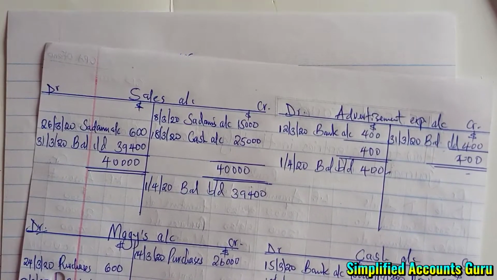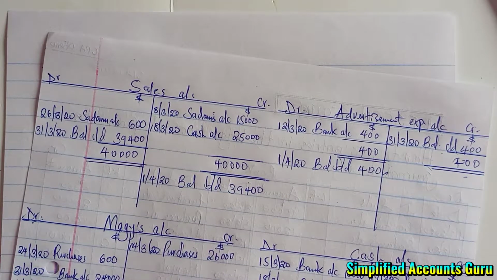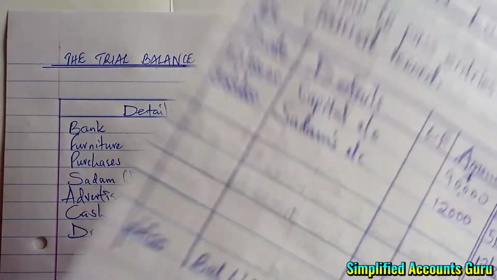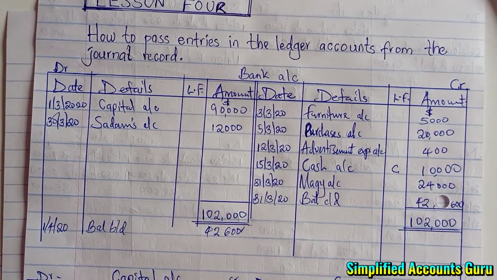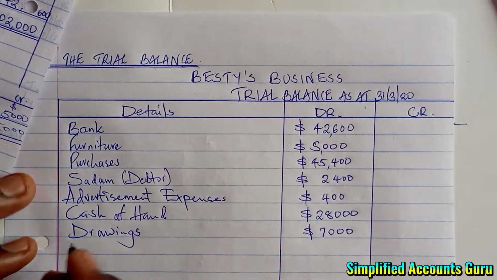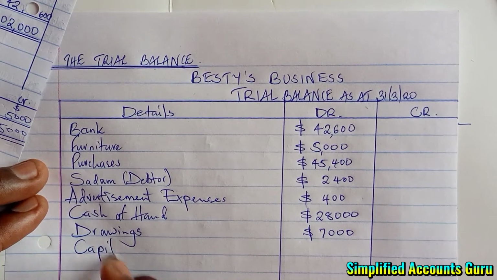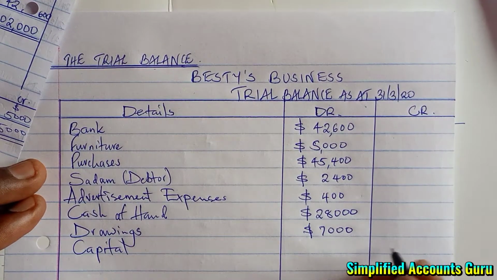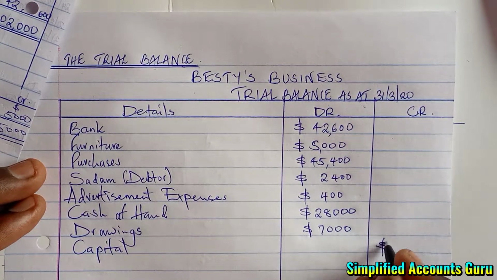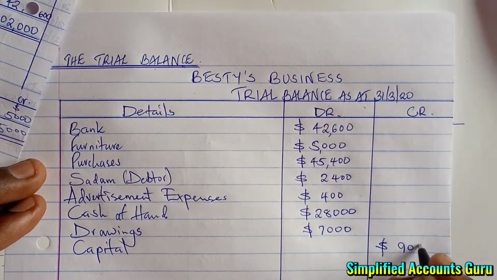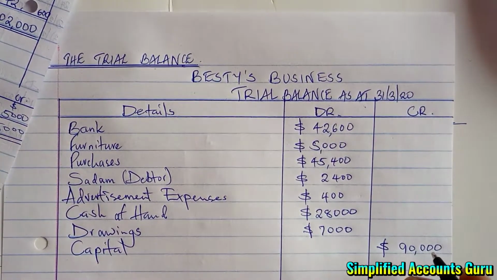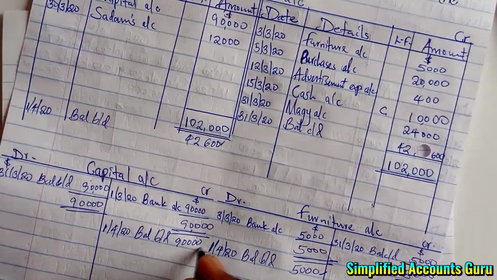Now we can go and pick the ones on the credit side. And we can start with capital. So we have capital $90,000. We are done with this page.